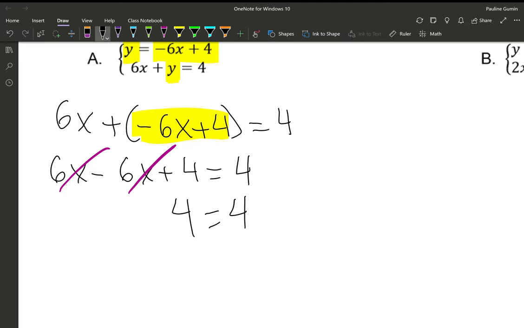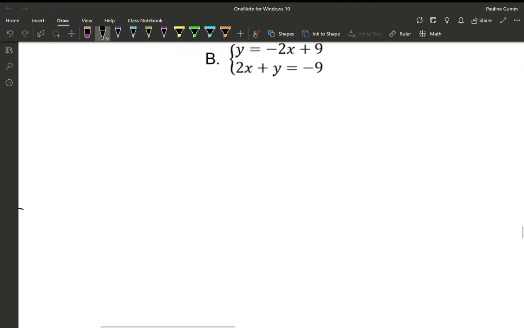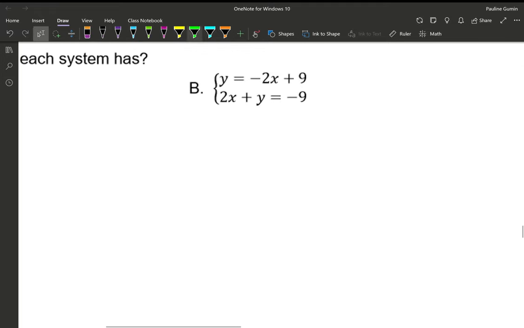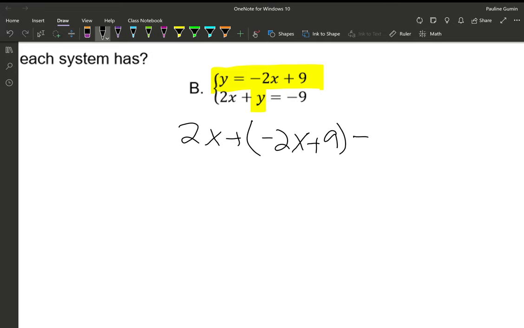And let me write the infinity symbol. So true, infinite solutions. We're going to do the same thing for letter B. We have a y equals, so I'm going to take this and plug it into that second equation. So we have 2x plus, and instead of y, negative 2x plus 9, and that equals negative 9.